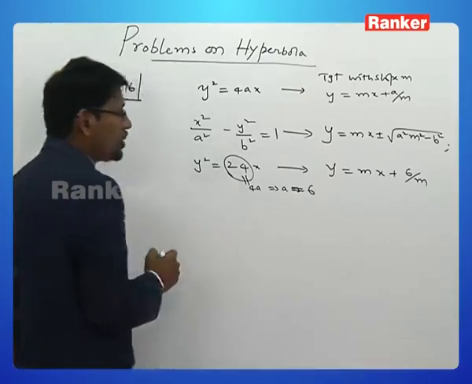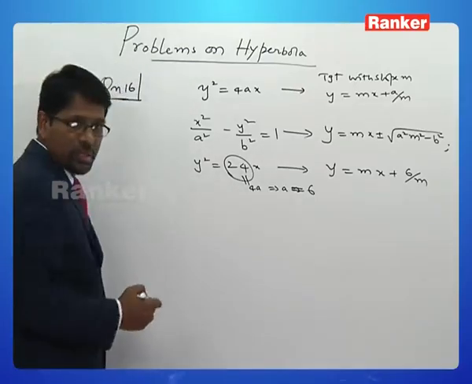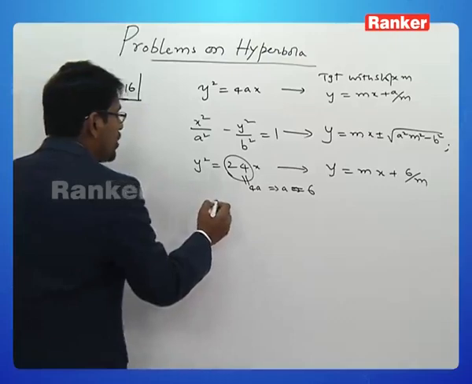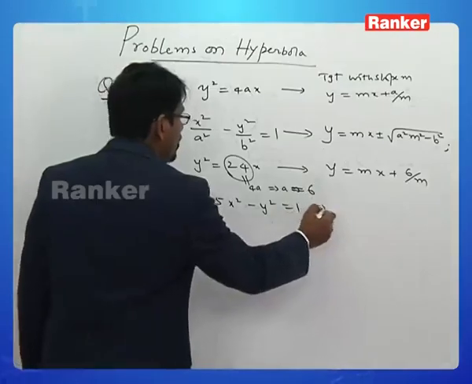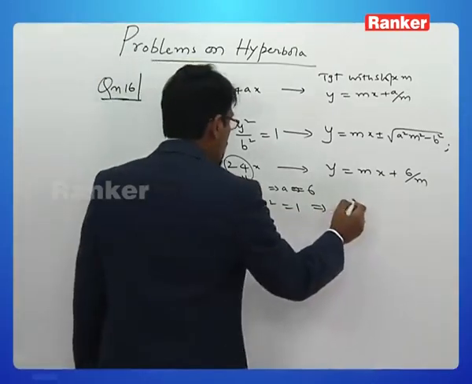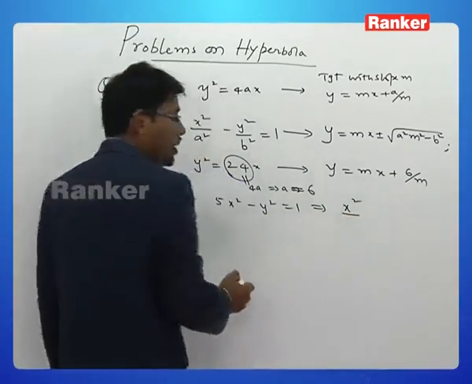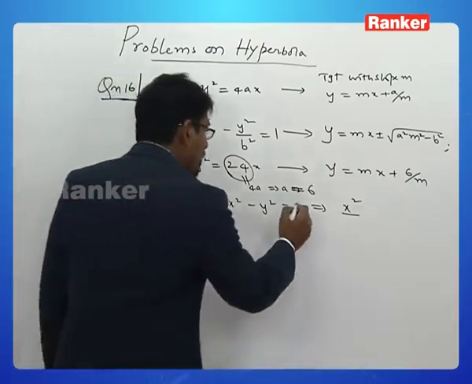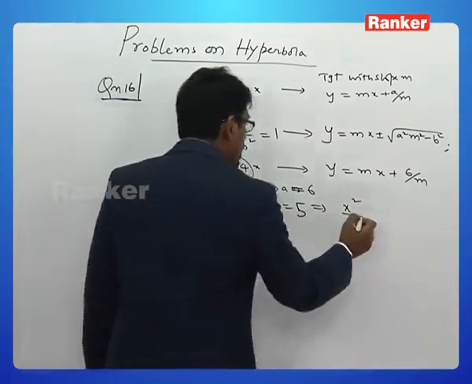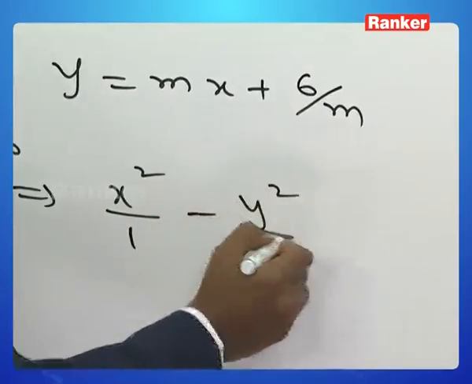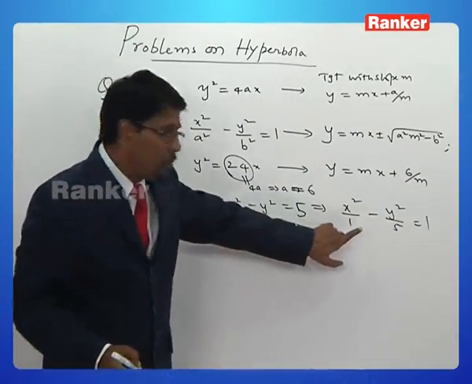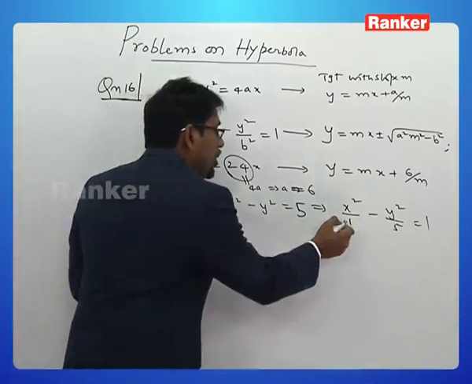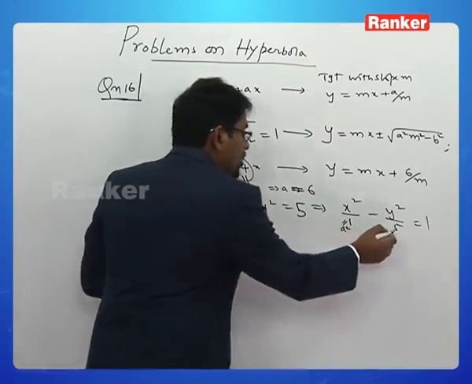Now coming to the next, the hyperbola. What is the hyperbola given to be? 5x square minus y square is equal to 1. That implies it is x square by 1/5 minus y square by 1 is equal to 1. Now in this, what is a square? A square is this and b square is this.